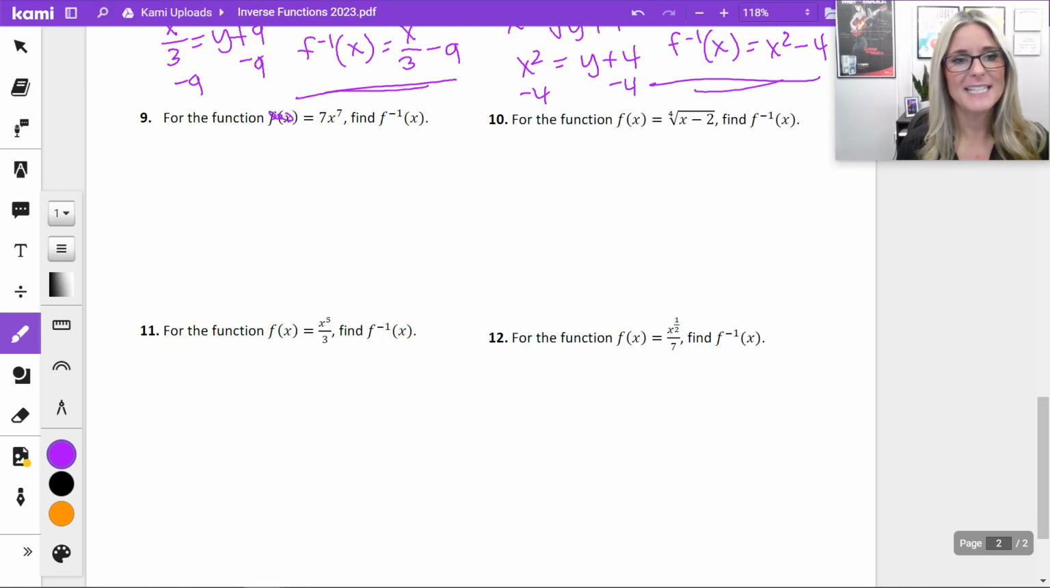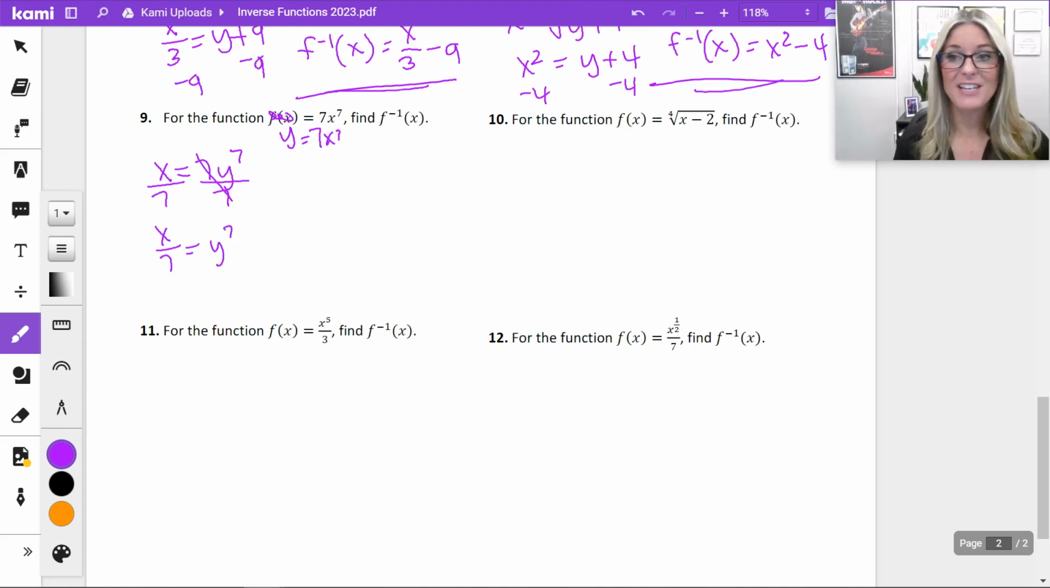Number 9, replacing f of x with y. Switching my letters, I have x equals 7y to the 7th. I'm going to divide away the 7 coefficient first. X over 7 equals y to the 7th. Now we can undo that 7 exponent with a 7th root. So I'm going to take the 7th root on both sides. And we have 7th root of x over 7 equals y.